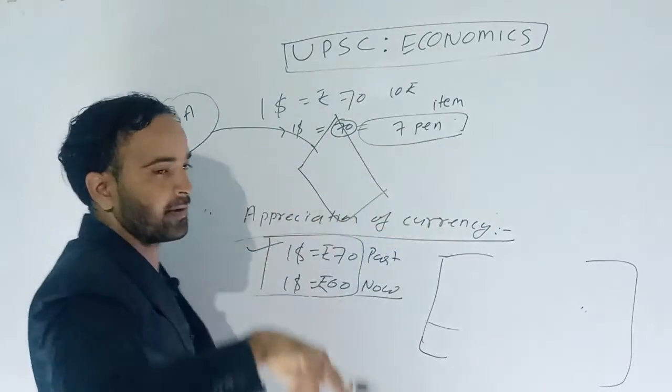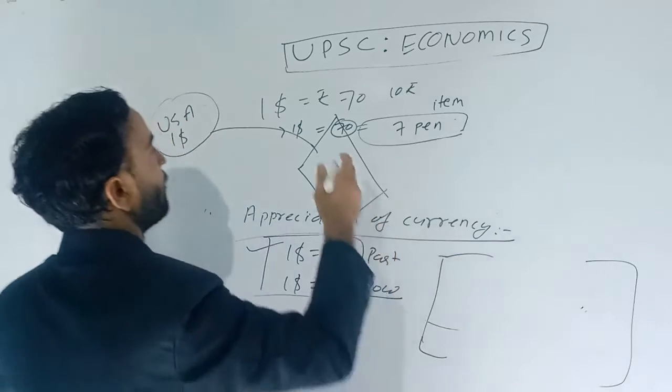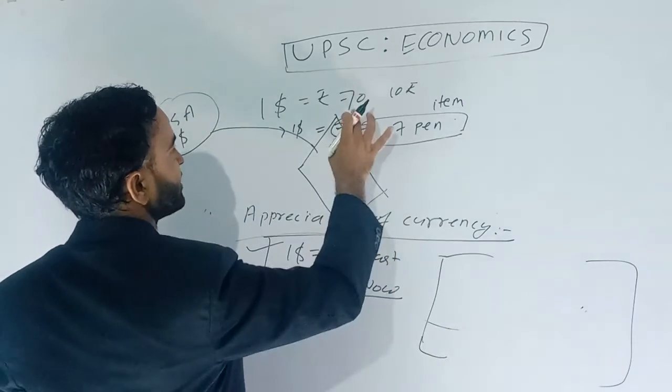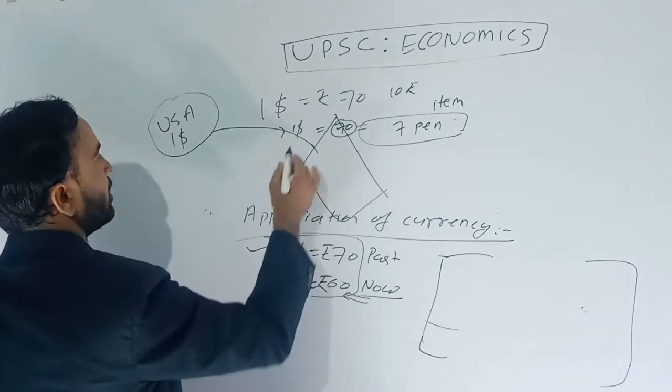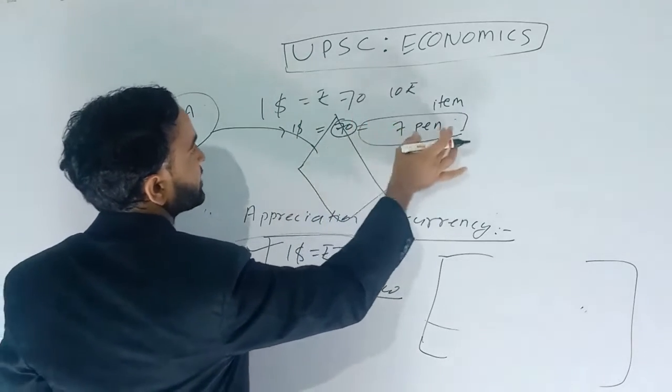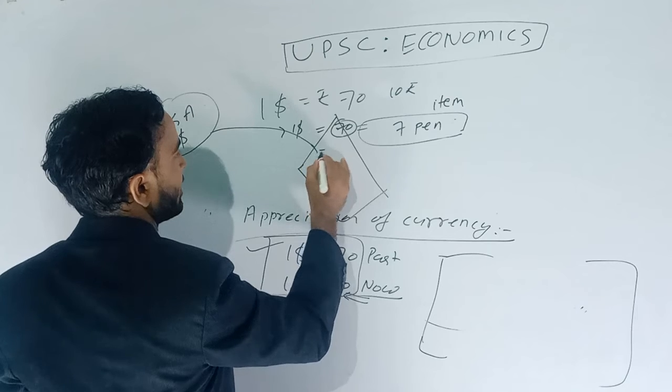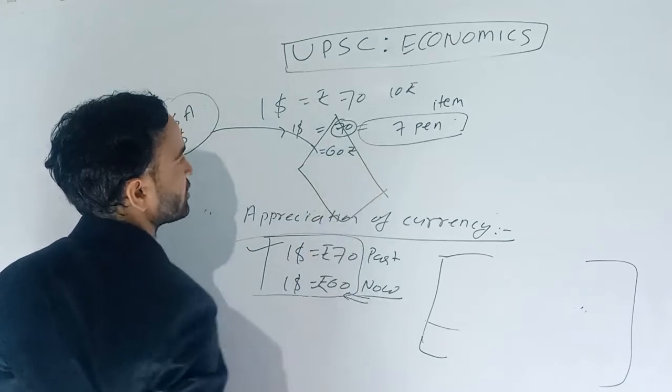Now see what is happening whenever it is appreciating. Appreciating means I have to give only 60 rupees. Earlier it was getting 7 pens. Now what is happening here? Now $1 equals 60 rupees.